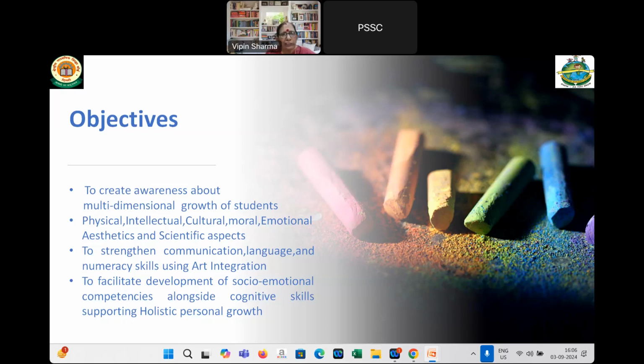So using art integration to strengthen communication, language, and numeracy skills will definitely enhance holistic development. It will facilitate the development of socio-emotional competencies alongside cognitive skills, supporting holistic personal growth. In a nutshell, art integration is very, very important. Please remember the keyword: art integration is a transformative pedagogy. It changes the mindset. I'll talk about it a little later in a few further slides. What is the difference between art, art integration, and art-based education?